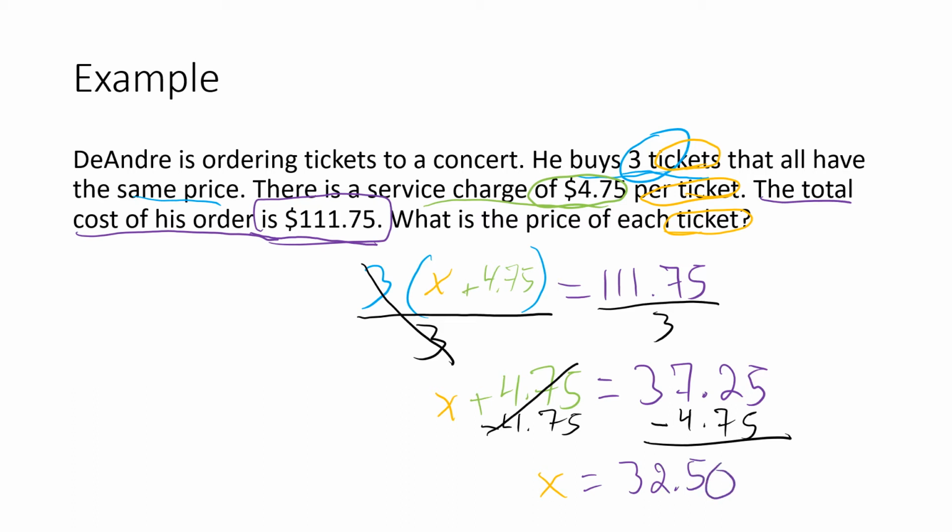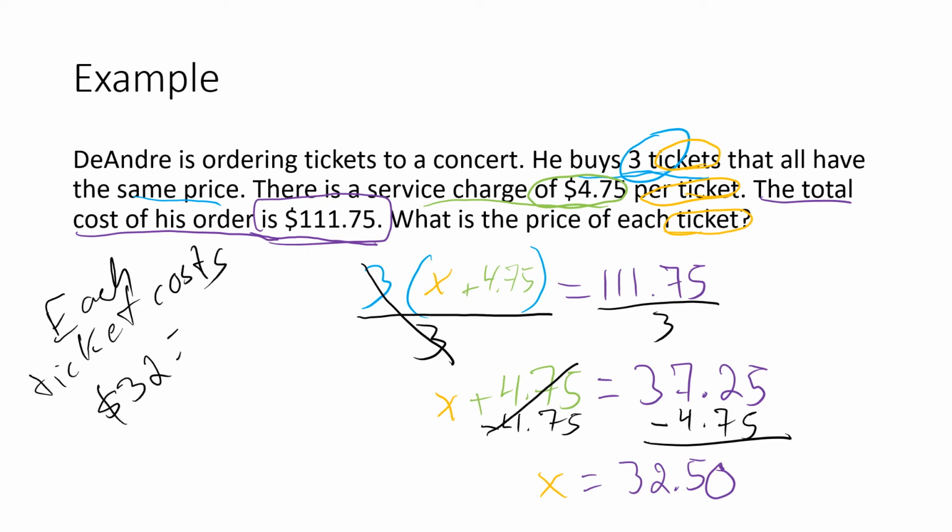Again, we don't necessarily have to, but it's always a great idea to check our answer, plug that back in, and figure it out. I'm not going to do it here, but that's always a good thing to do. So each ticket costs $32.50. So our answer, right, there's our answer. Each ticket costs $32.50.